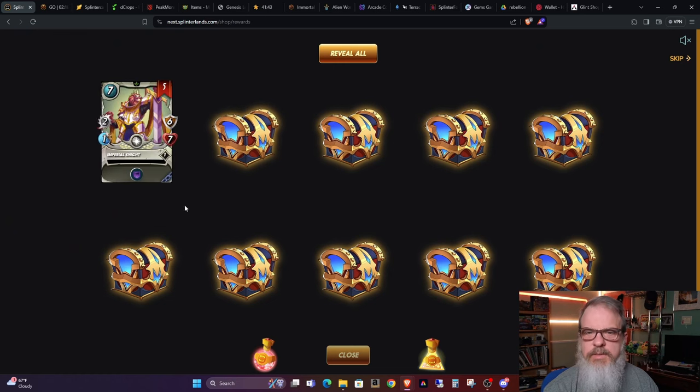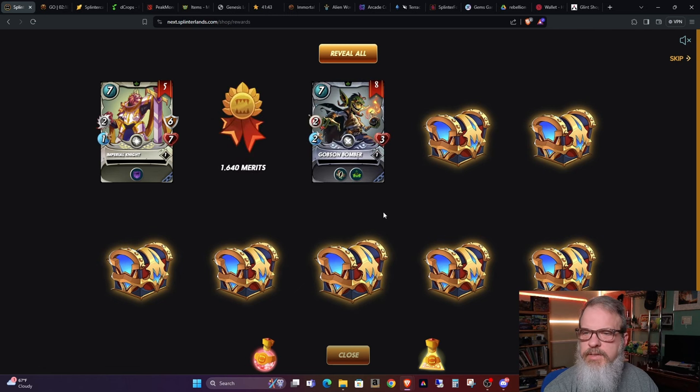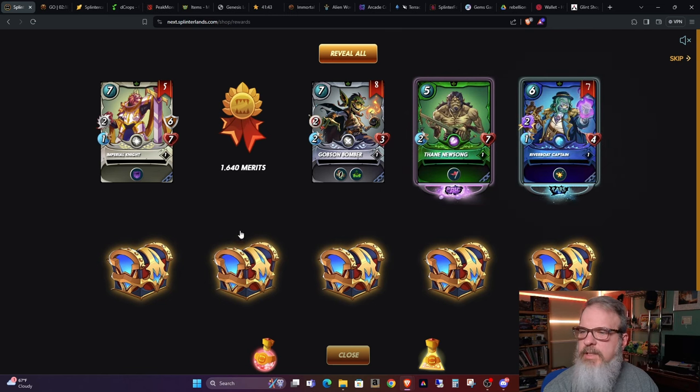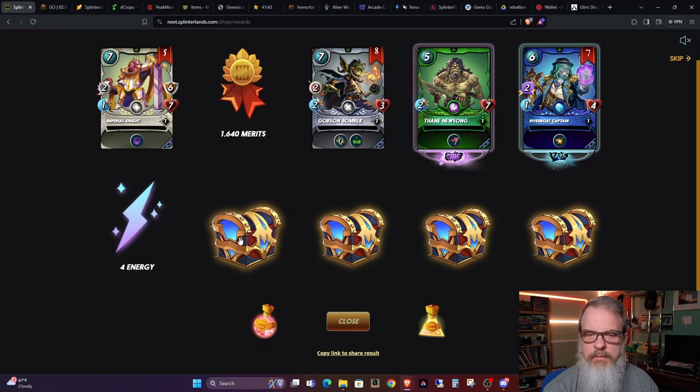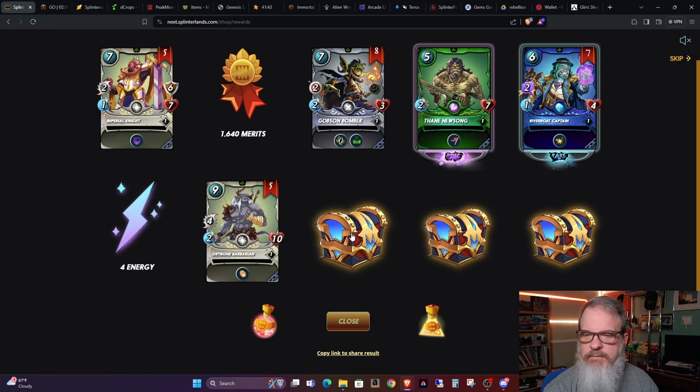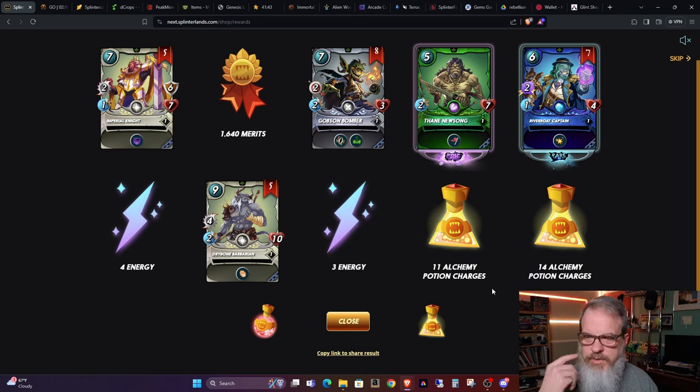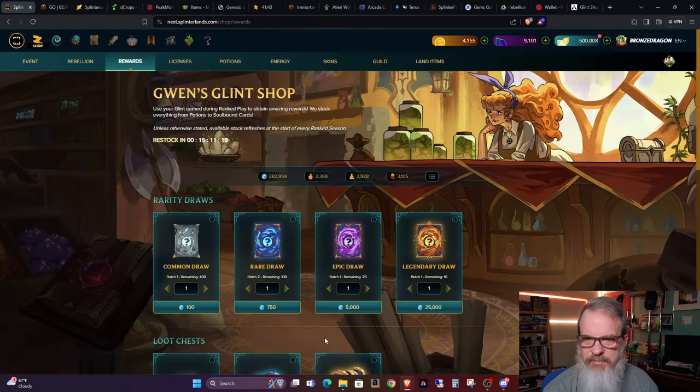Nothing's shaking yet. So 5 Imperial Knights, 1,640 merits, 8 Gops and Bombers, 1 Thane New Song, 7 Riverboat Captains, 4 Energy, 5 Drybone Barbarians, 3 Energy, 11 Alchemy Potion Charges, and 14 Alchemy Potions. So a bunch of potions, a bunch of commons. Nothing great this time around, but who knows next time.